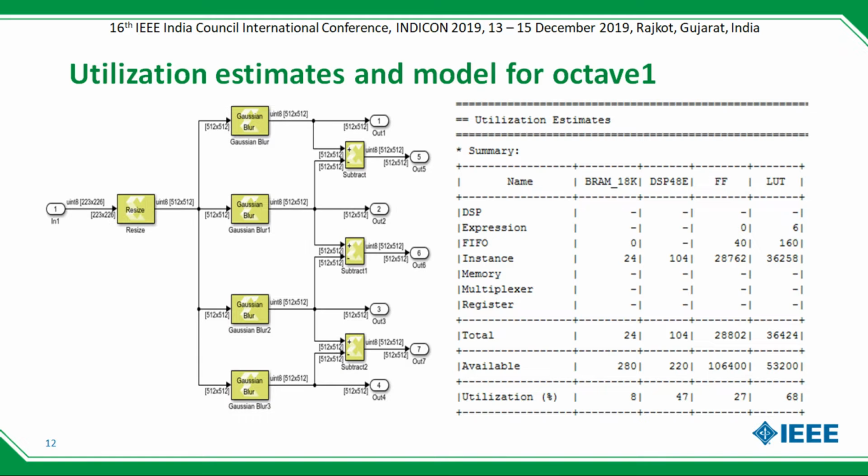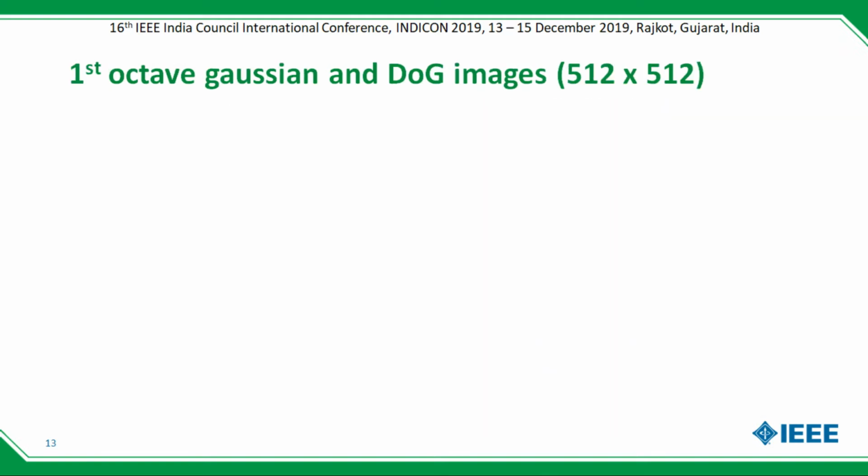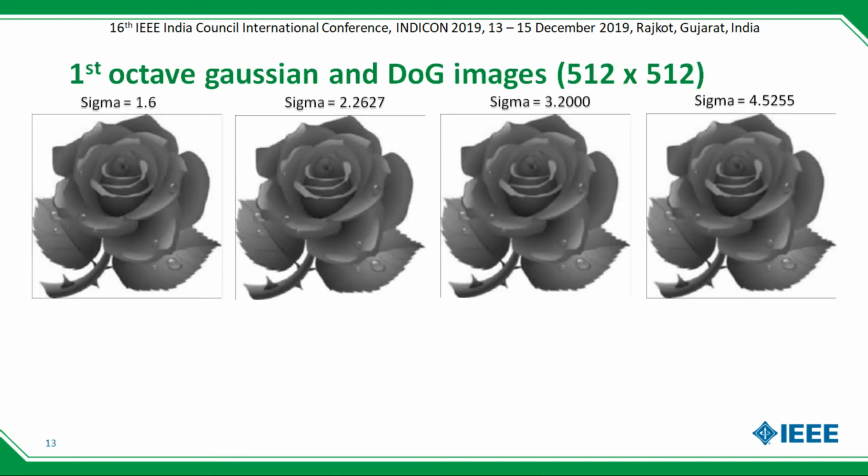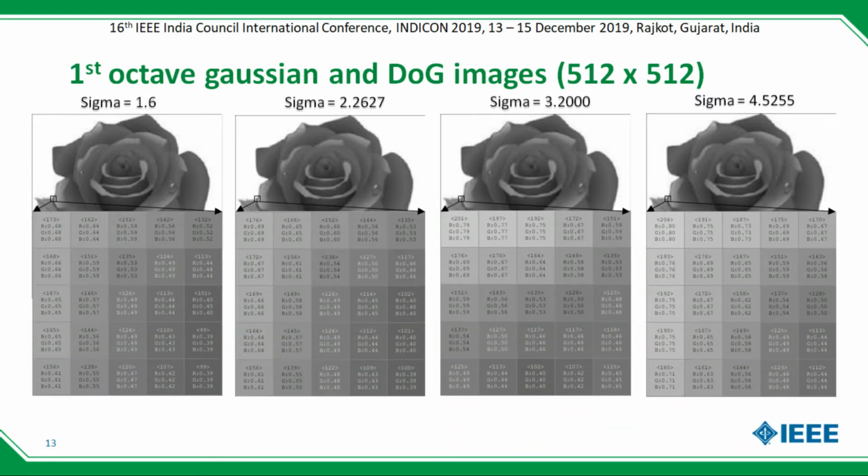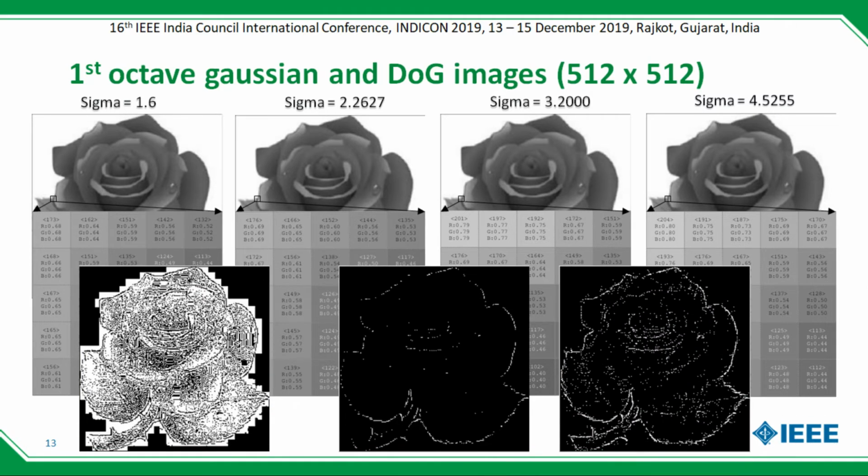So this is the model of the first octave. This is the input image. Then these are the four sets of Gaussian filtering. The number of images in an octave and the number of octaves depend on the size of the image and its image quality. This is the utilization estimate, and these are the outputs for the first octave with the sigma values. To understand that there is a difference, I have displayed the pixels, and this is the difference of Gaussians.